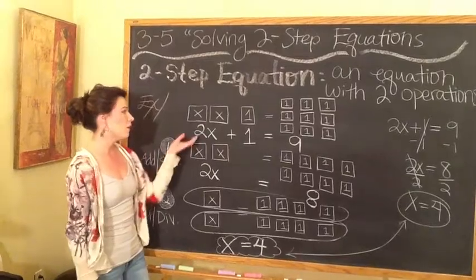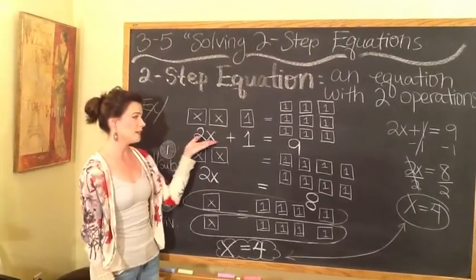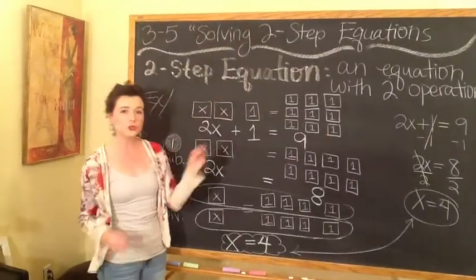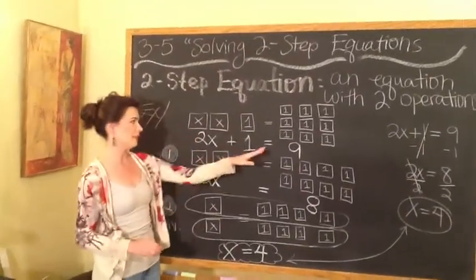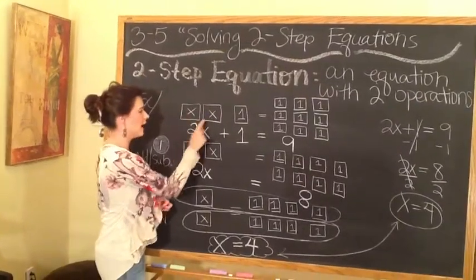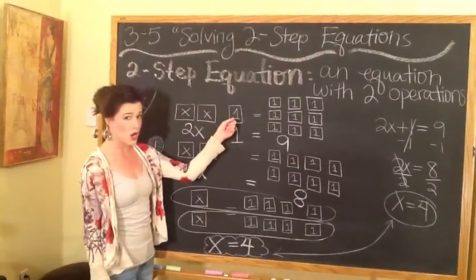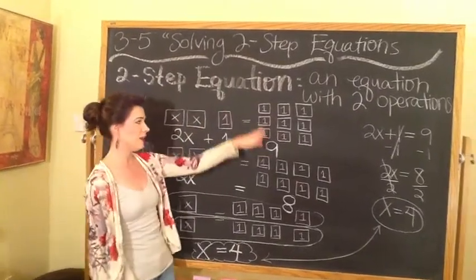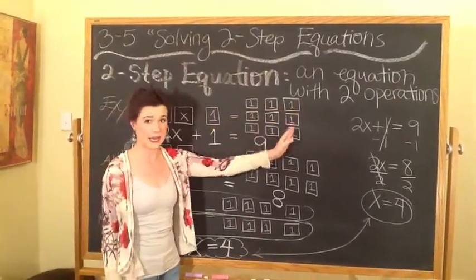Up here we have the equation 2x plus 1 equals 9. To visually display this equation, I have two x's, so 2 times x, and then I have 1. Together that is going to give me 9 ones, or 9.